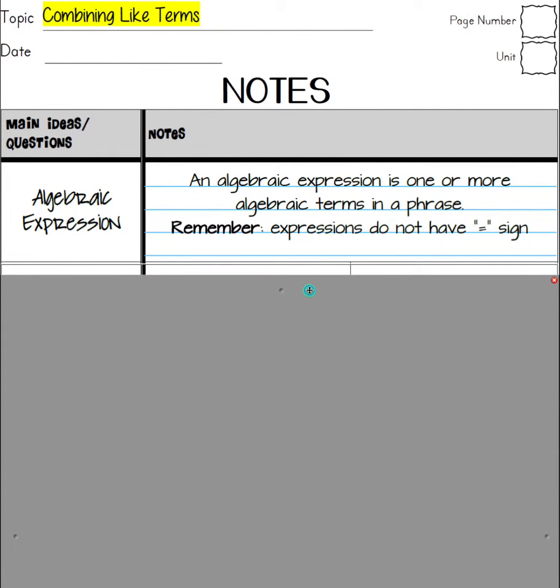So we're first going to go over some terminology that we're going to be using. The first is an algebraic expression. An algebraic expression is one or more algebraic terms in a phrase. Remember that expressions do not have an equal sign. So when we're working with expressions, you shouldn't be using equal signs, and those are specifically used for equations and not expressions.